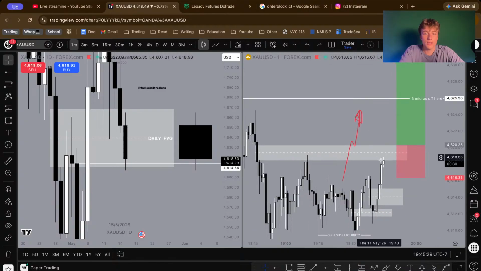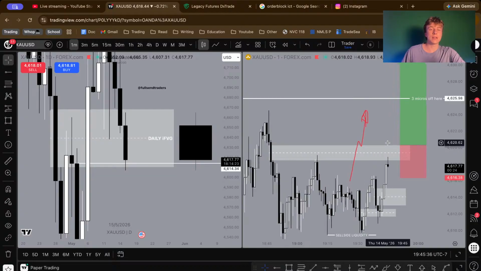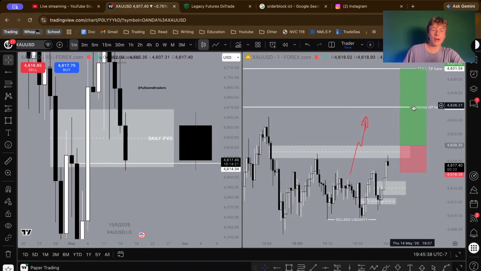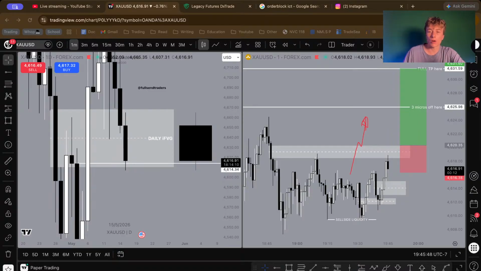Alright, boys, we're inside of this gap now. We just need it to close above now. When it closes above, we're going to go ahead and take our position. We're taking 3 micros off here. We're taking the full TP up here. So all we need now is to wait for it to close above this gap. When it closes above this gap, that is our confirmation.